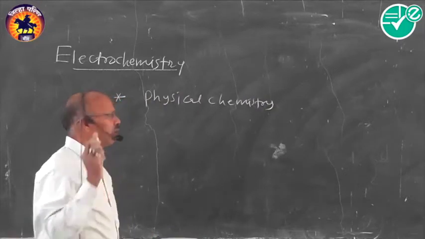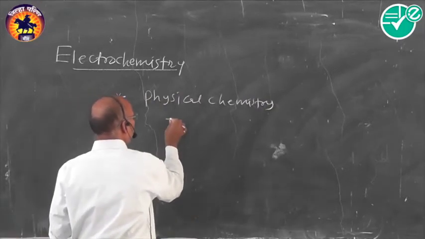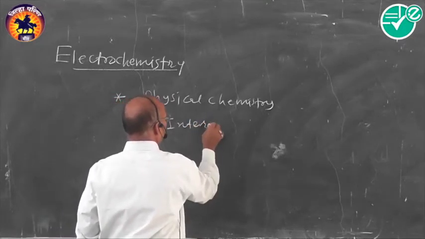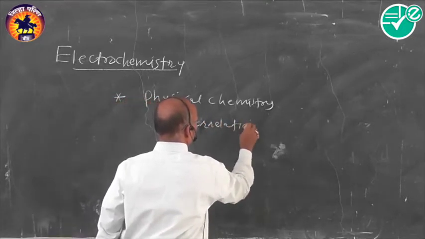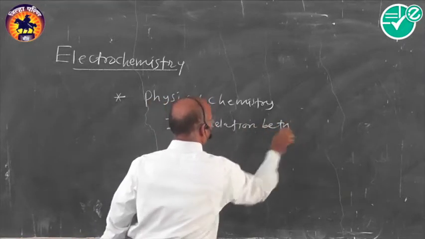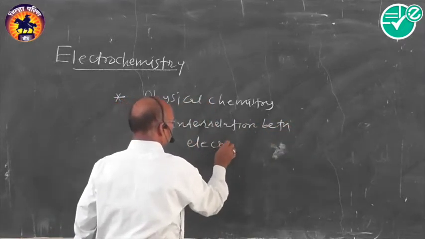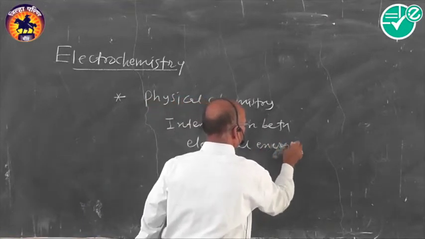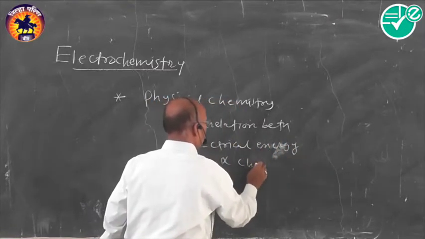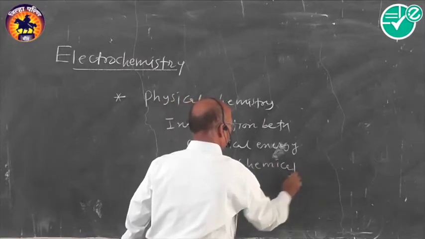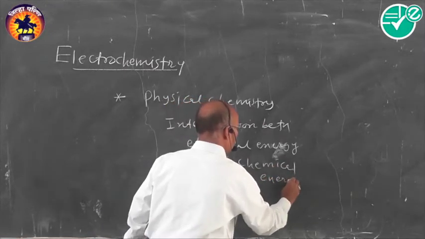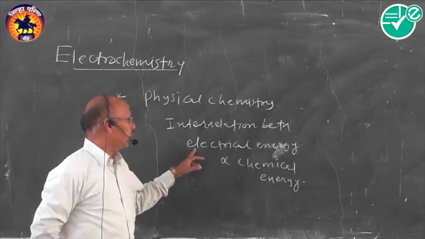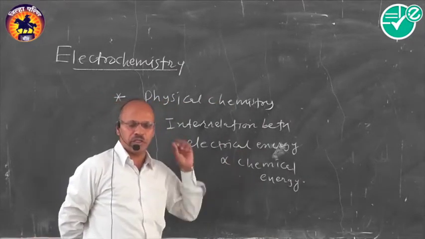It deals with the study of interrelation between electrical energy and chemical energy. So it is the branch of physical chemistry dealing with the interrelationship between electrical energy and chemical energy.